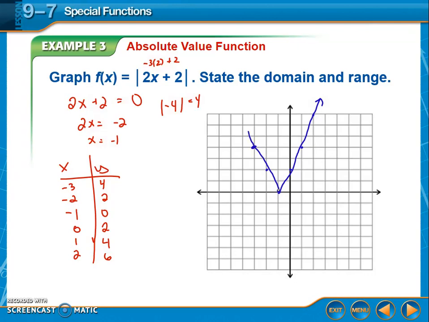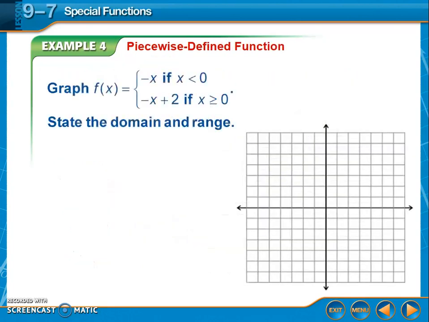And the last step is just to say what is the domain and range. So for this, for an absolute value, the domain is always going to be all real numbers. And the range, looking at this, it's all right above 0. So my range is going to be y is greater than or equal to 0. Okay? The next thing is a piecewise defined function.